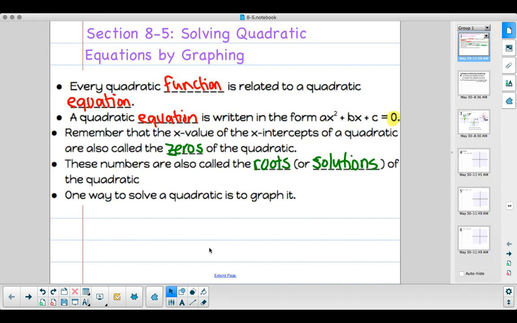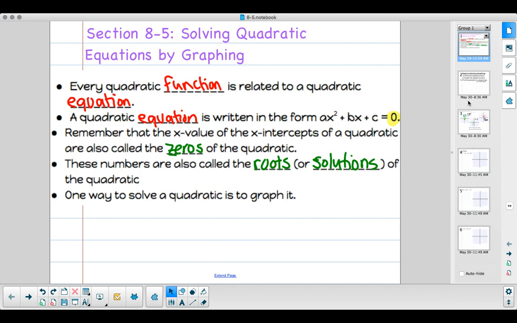Hopefully you remember that the x values of the x-intercepts of the quadratic function or quadratic equation are also known as the zeros of the quadratic. So the zeros are also the x-intercepts, the x values. And then these numbers are also known as the roots or solutions of the quadratic. All of those words are synonymous. They all refer to the same thing.